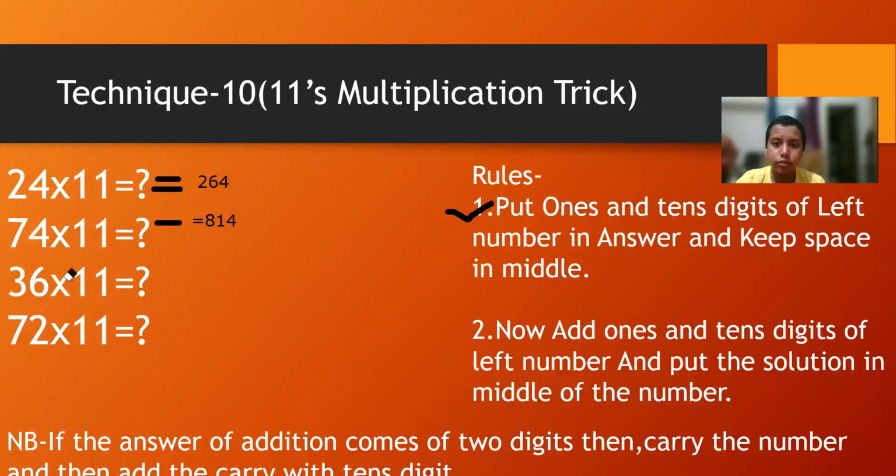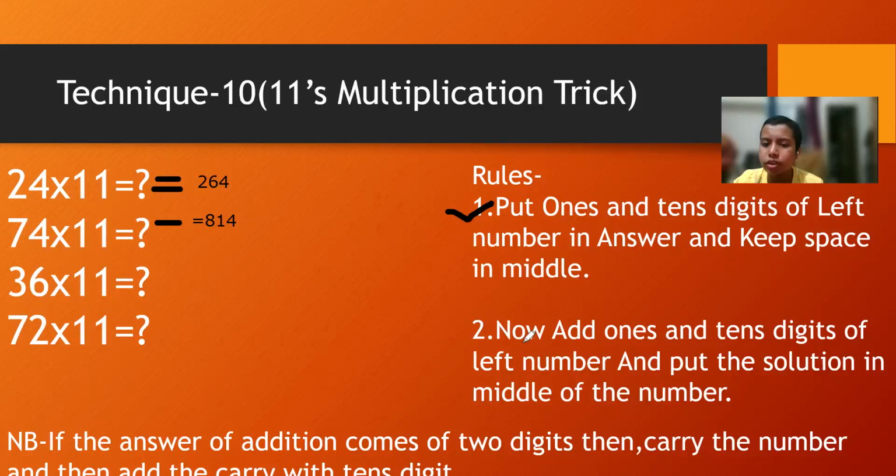Now let's try to do this. For example, I'm doing the first one. You should put 2 and 4 in the answer and keep a space in the middle, so we can write the 50% answer. So at first your 50% answer is correct. Now, to find the rest of the answer, we should add these two numbers. These two rules you have to follow only.